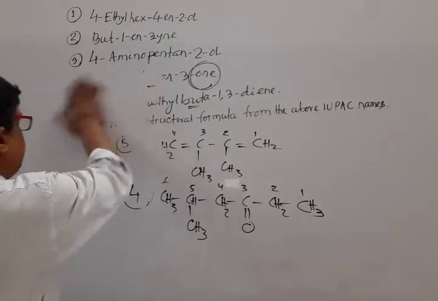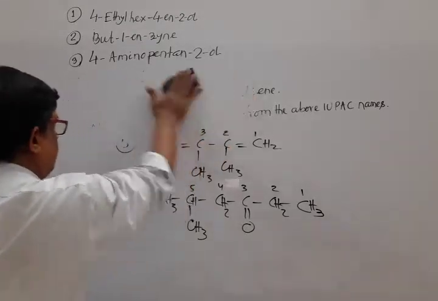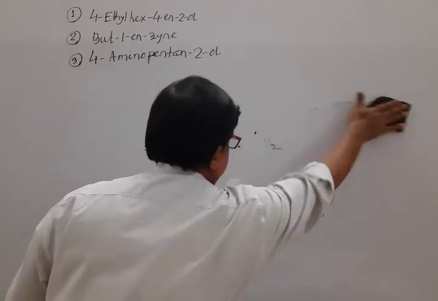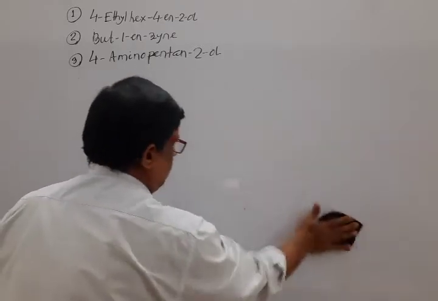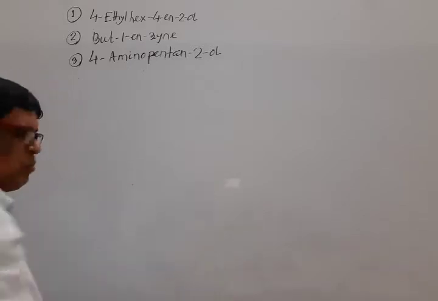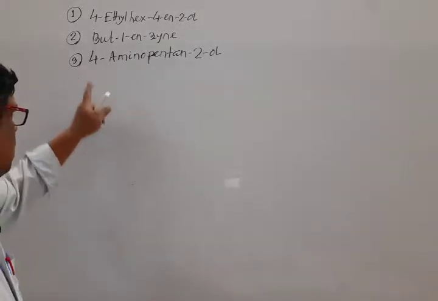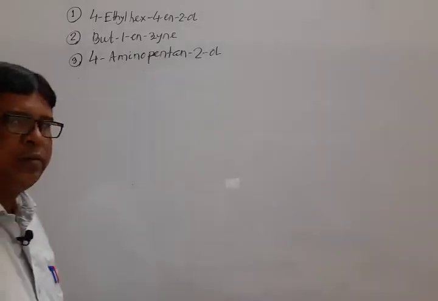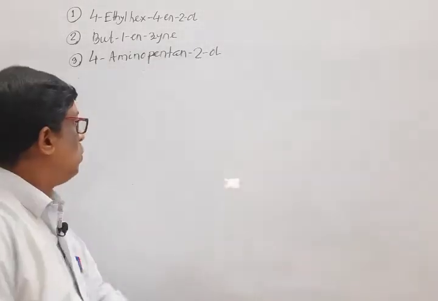Next one is, mark that. What is the next question? Next question is 4-aminopentan-2-ol. So what is the root word? Root word is pent.